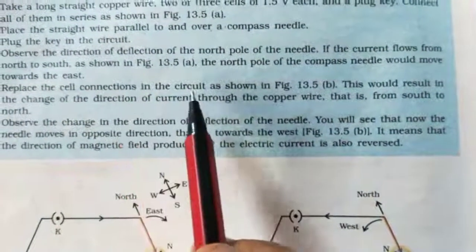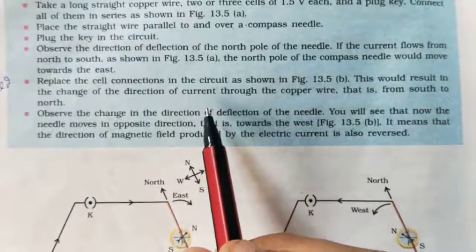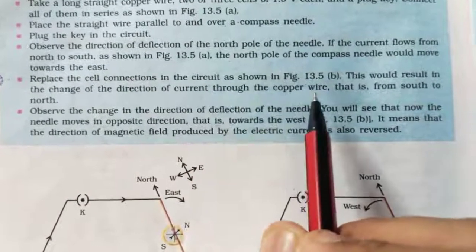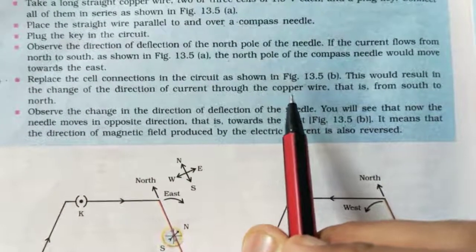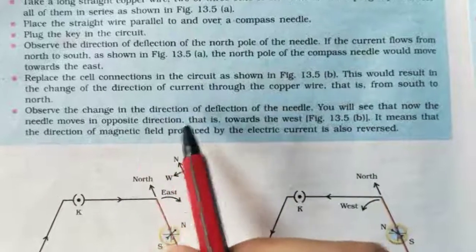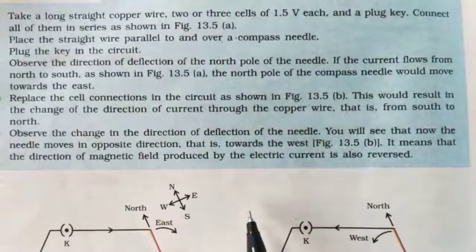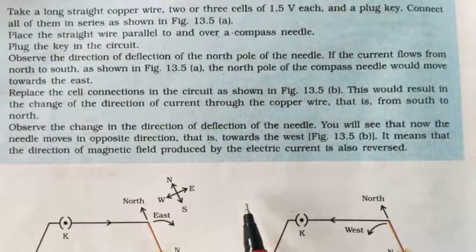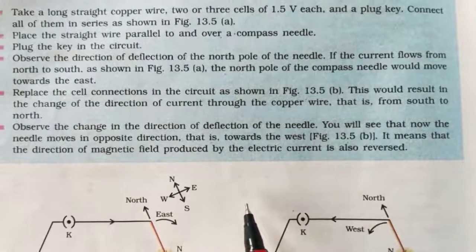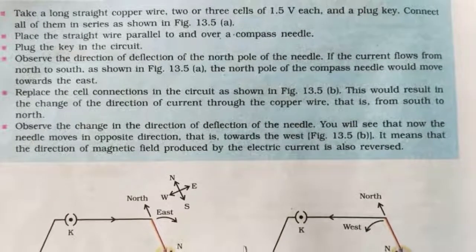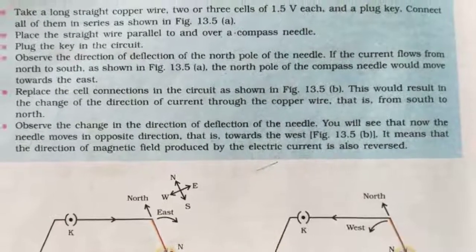Replace the cell connections in the circuit. This would result in the change of the direction of current through the copper wire, that is from south to north. Observe the change in direction of deflection of the needle. You will see that now the needle moves in the opposite direction, that is toward the west. It means the direction of magnetic field produced by the electric current is also reversed.